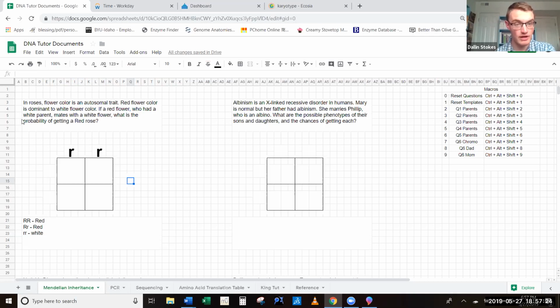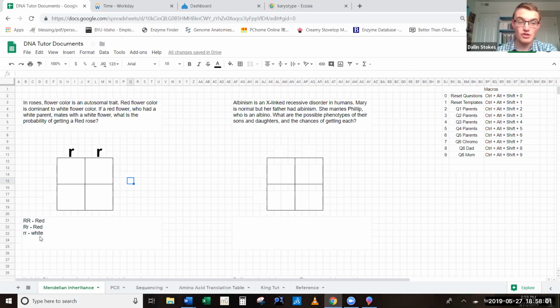Who had a white parent? So dad flower, we'll just call the red flower the dad flower in this case. The red flower had a white parent. Well, what's the only possible combo that gives you a white parent? Little r, which means his dad, or dad's dad, grandpa, only had little r's to give him. Remember, every kid is a combination of a chromosome from their dad and a chromosome from their mom. So grandpa had to contribute a little r to dad.